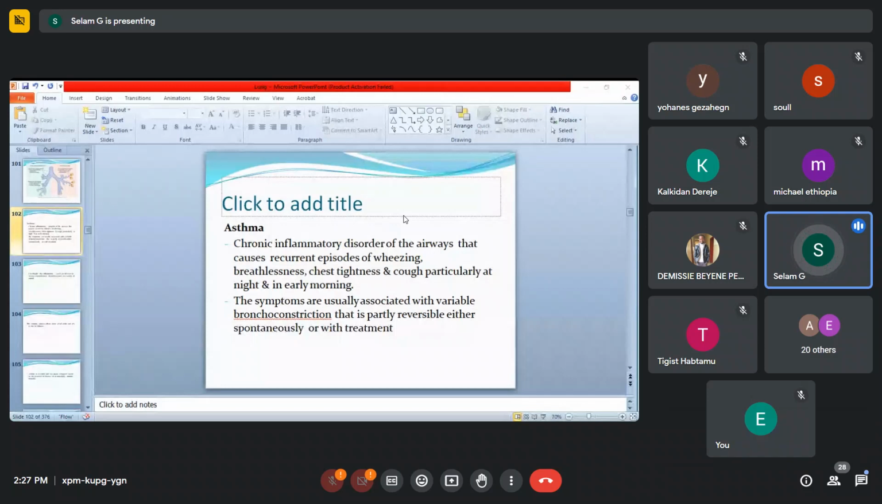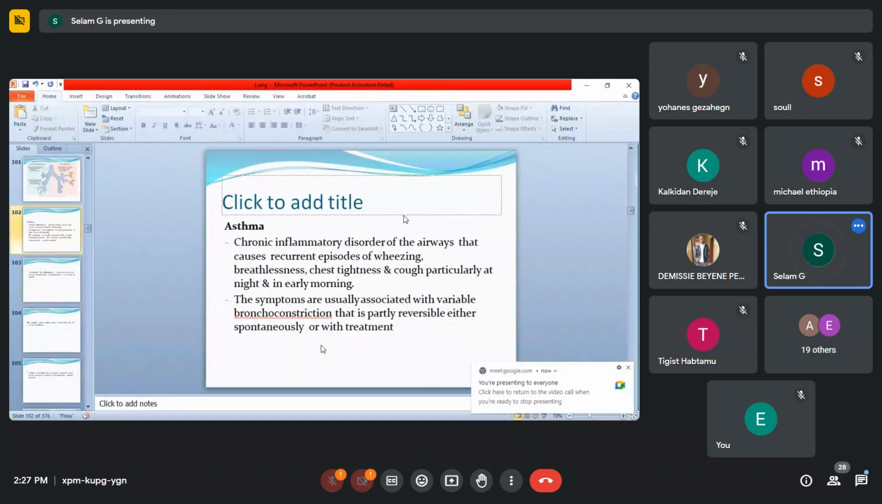So asthma is a chronic inflammatory disorder. Probably you have talked about asthma in your immunology lectures, when you were talking about hypersensitivity reactions and all. It is a chronic inflammatory disorder of the airway that causes recurrent episodes of wheezing, breathlessness, chest tightness, and cough, particularly at night and in early morning. The symptoms are usually associated with variable bronchoconstriction that is partly reversible either spontaneously or with treatment.